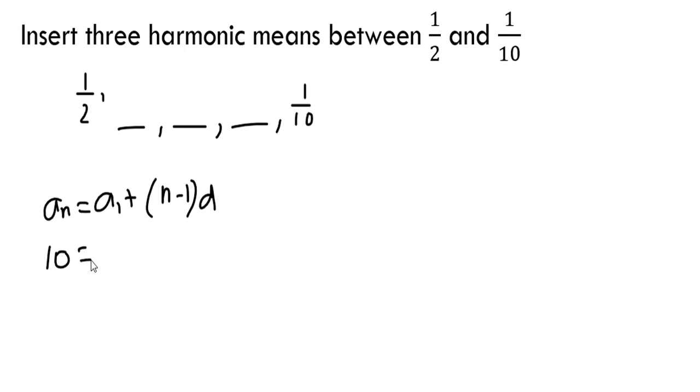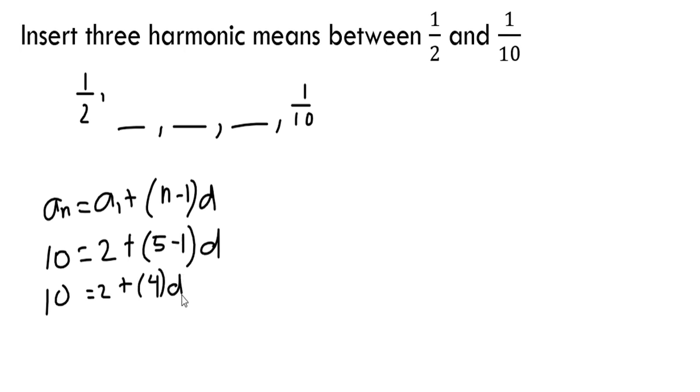And then, first term is 2, yung denominator ng first term. Plus n. Ilan sila? 1, 2, 3, 4, 5. So, meron tayong 5 terms, minus 1, times d. Hindi natin alam yung difference, yun muna yung hahanapin natin. So, 10 is equal to 2 plus 5 minus 1, 4d.